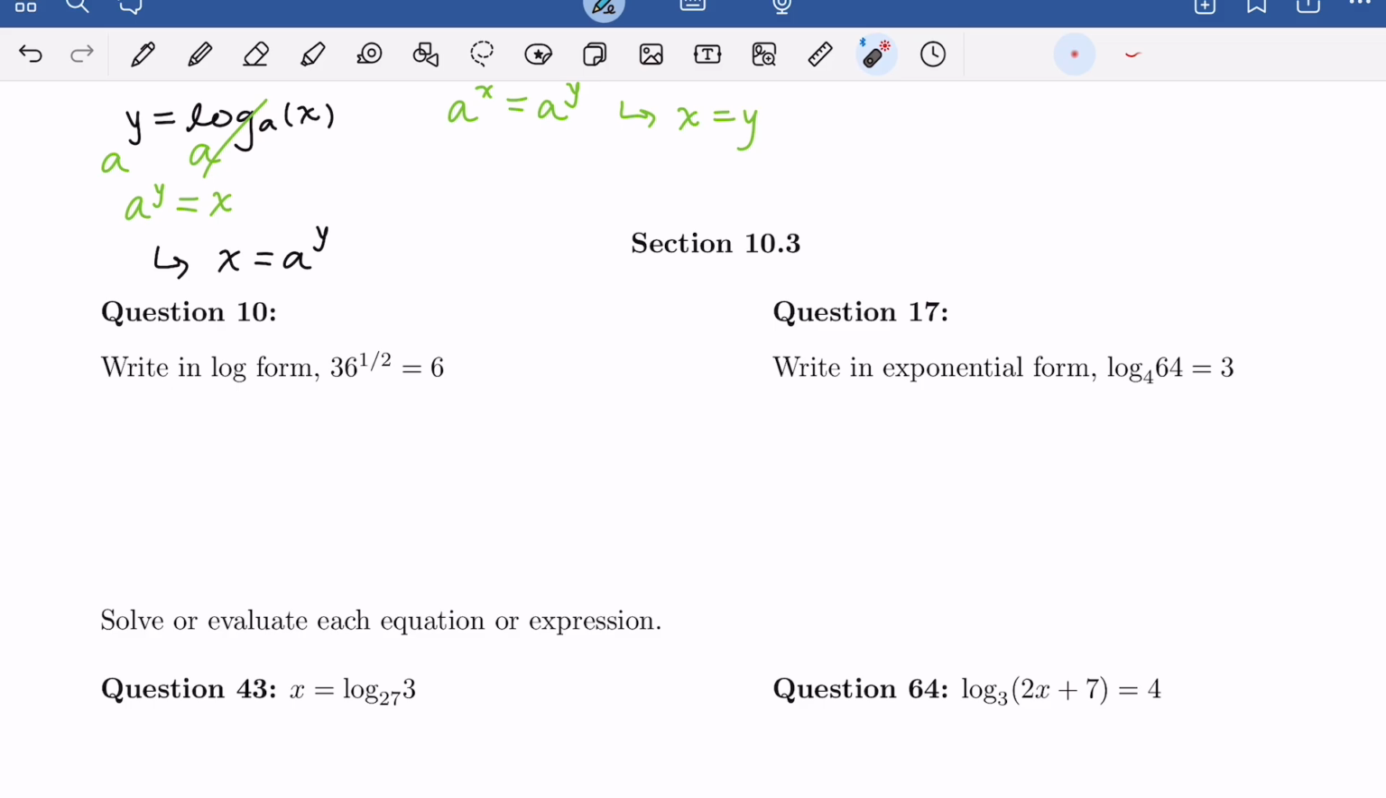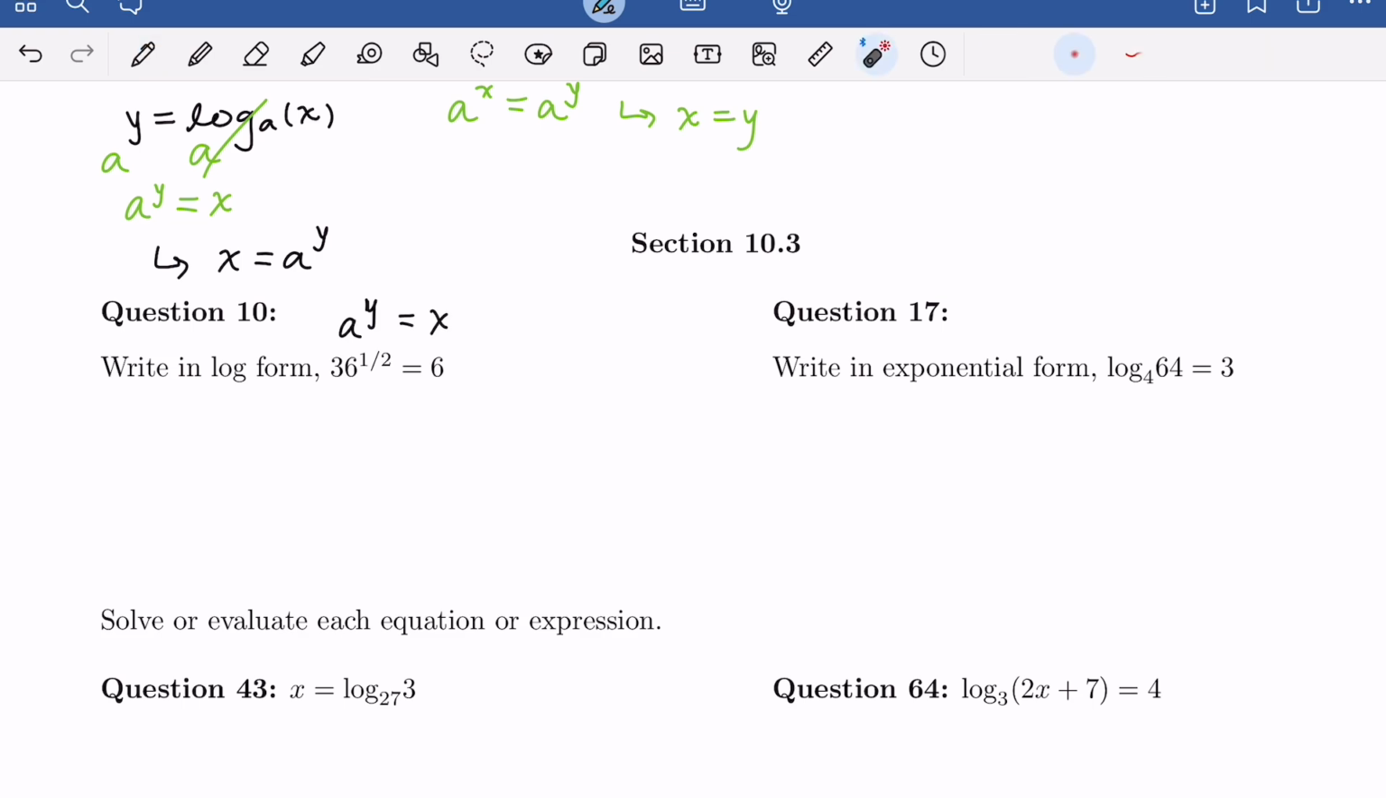Now for question 10, we want to write this guy in log form. And the first thing to note is that this is in the exact form that we see here. In this case, a is going to be 36, y is going to be 1/2, and then x is going to be equal to 6.